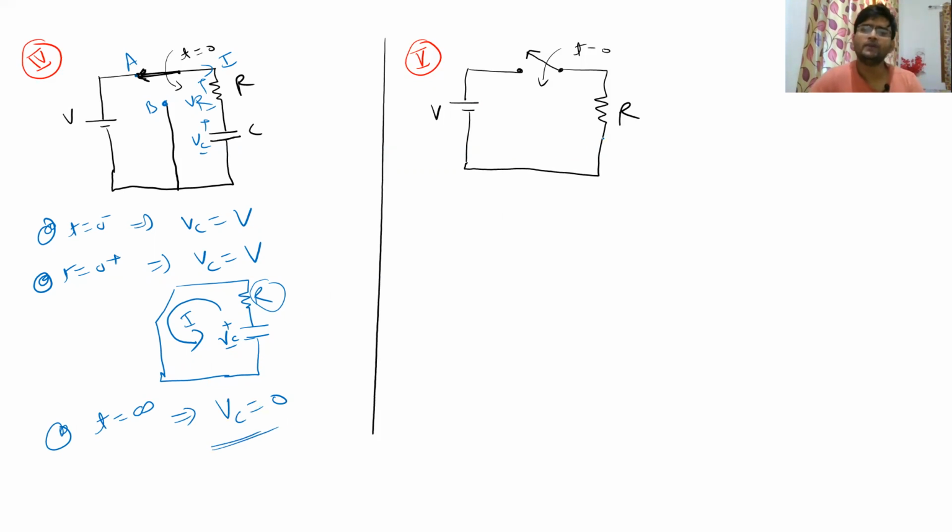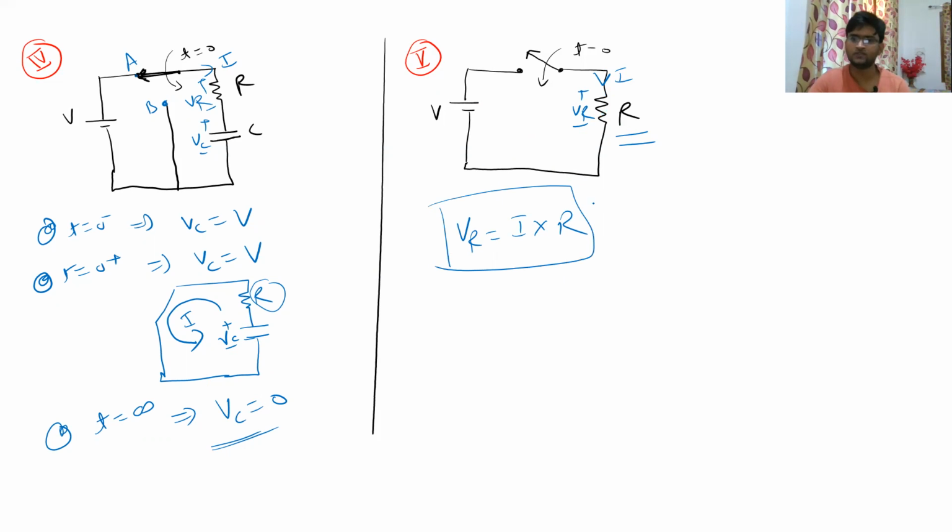Now, can you tell me what will happen if we close or open a switch in a circuit that has only a resistor? Can you tell me what happens? The current I and the voltage across the resistor VR depend on the formula VR is equal to I into R, and there is no time element in this relationship. Is there any dt or something? Can you see? Since there is no time element in this relationship, whenever we switch on or switch off, whatever happens does not depend on time.